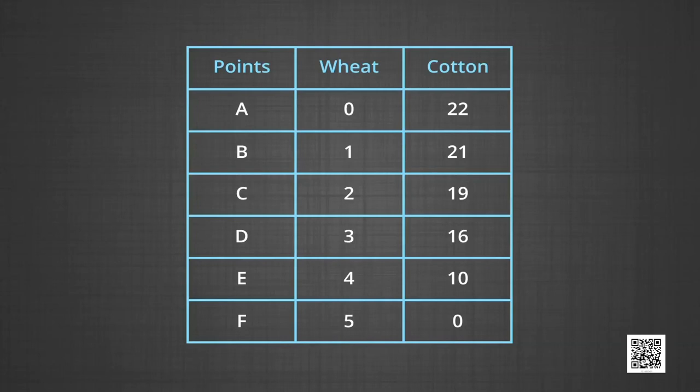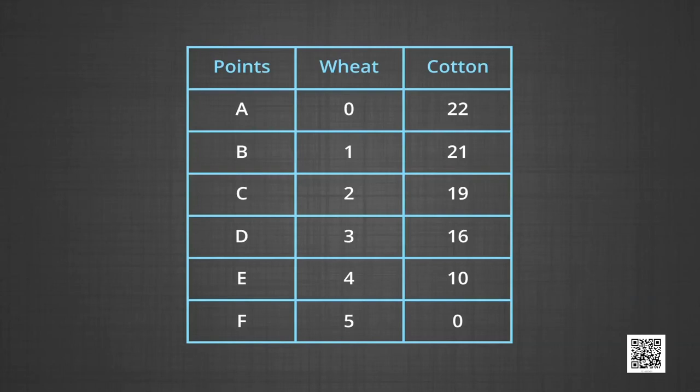In order to get the first unit of wheat, the economy sacrifices 1 unit of cotton. We say that the opportunity cost of the first unit of wheat is 1 unit of cotton. 2 units of cotton have to be given up for the second unit of wheat. So the opportunity cost of the second unit of wheat is 2 units of cotton.